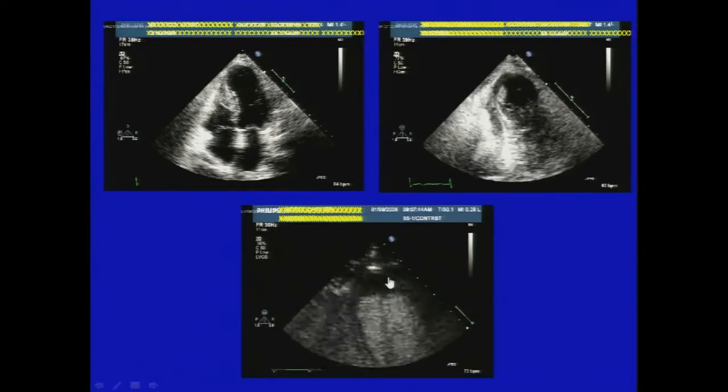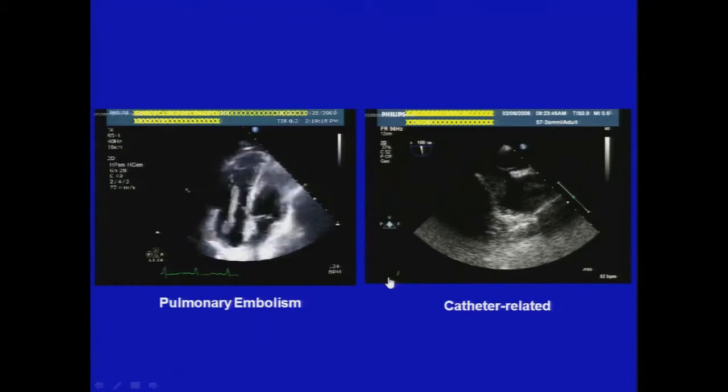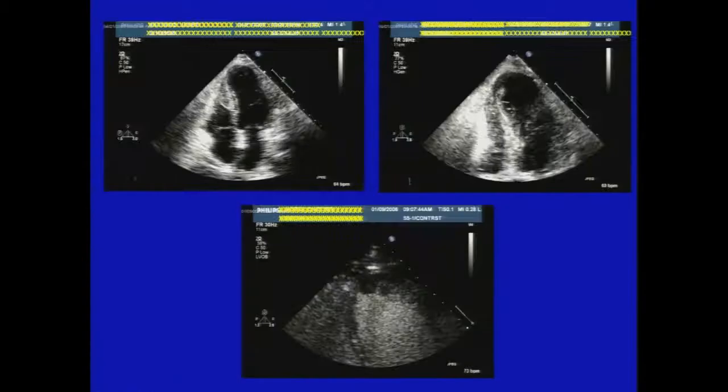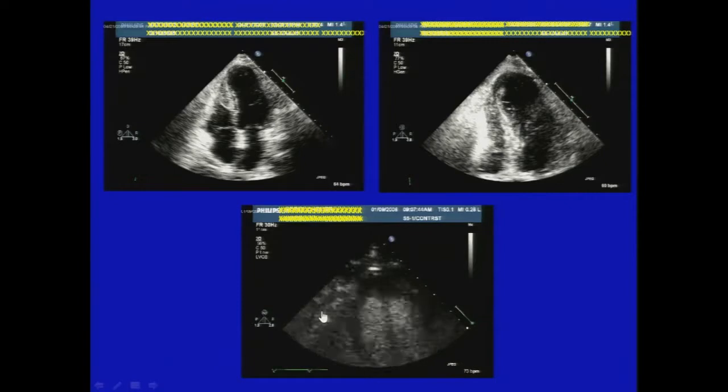Some cases will require you to use echo contrast material to identify apical thrombus. Here's a patient who has an akinetic apex, and you can see 2 filling defects at the left ventricular apex, consistent with the presence of thrombus.